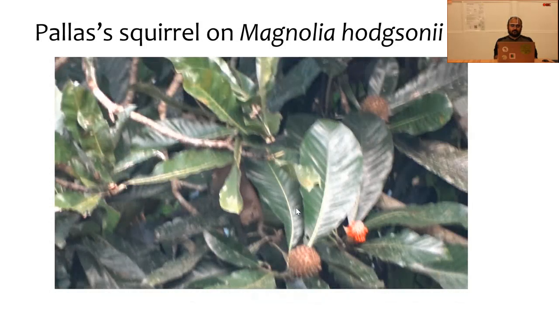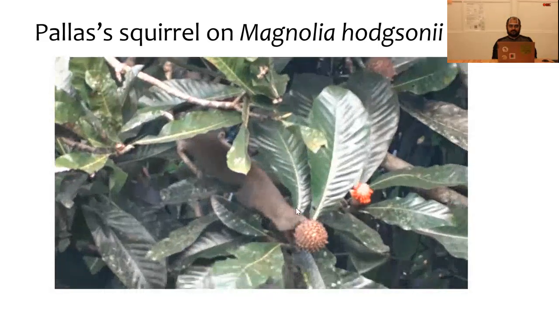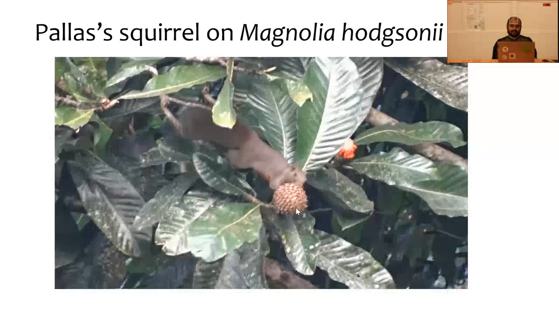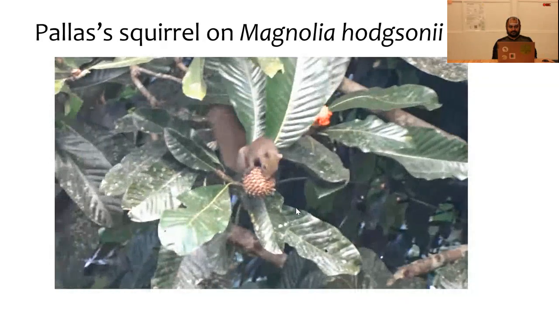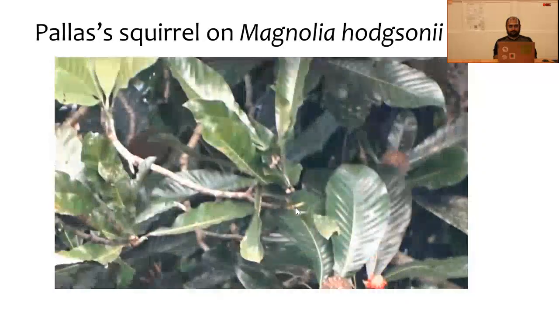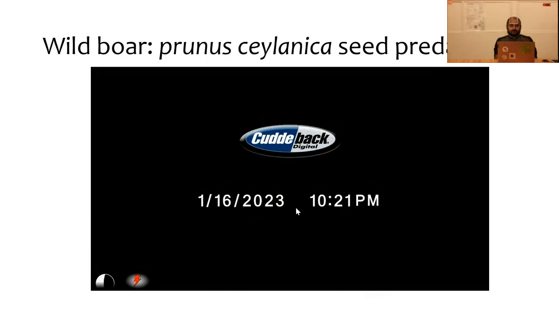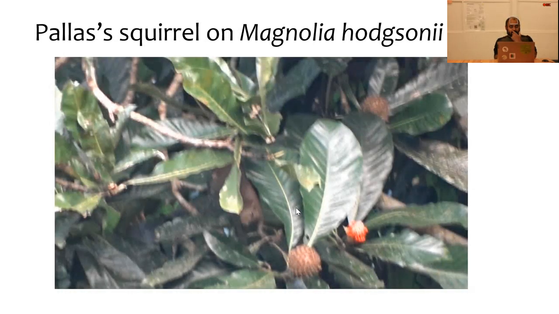Here's a Pallas's squirrel on a Magnolia hodgsonii tree, and it is trying to open unopened fruits. Now see the red one at the side, that's the seeds when it opens, but it's trying to open the fruit because they love the seeds. This is another kind of behavior that I found. For these seeds, it's interesting that they go for the seeds, not for the aril, but for some of the plants, they eat the aril. The aril is basically the red thing, the cover of the seeds. It's one of the interesting things that I found while doing this study.